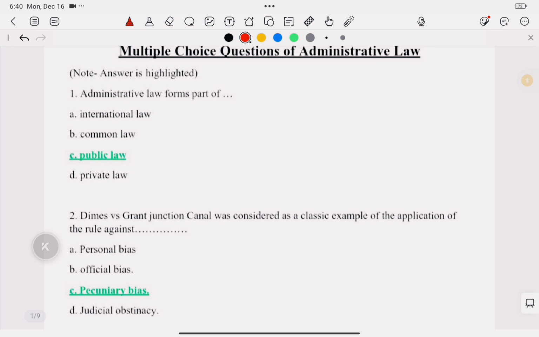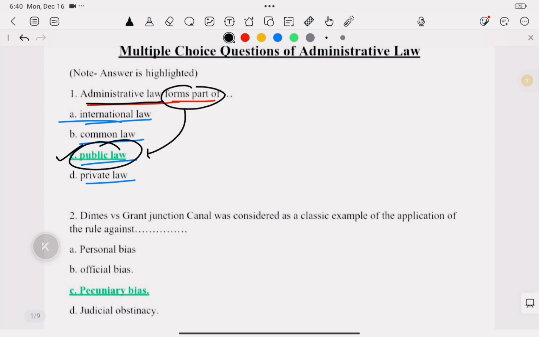So let's see the first question. The first question is about administrative law. Administrative law forms part of which of the following? Let's see the options. Option A international law, option B common law, option C public law, and option D private law. So in this case the correct option would be option C, that means public law. That means administrative law forms the part of public law.